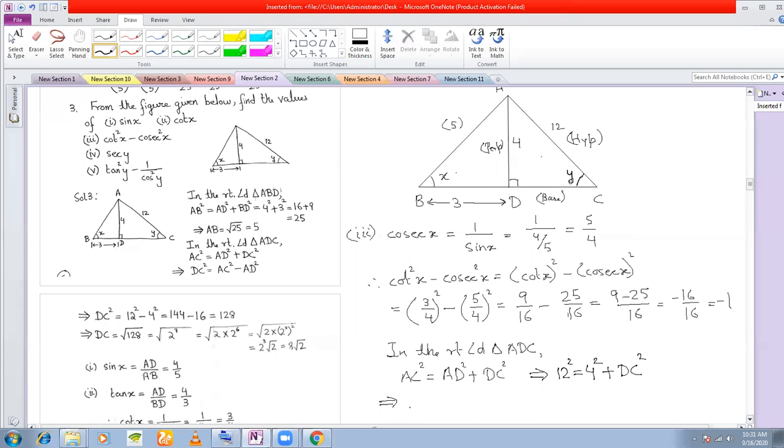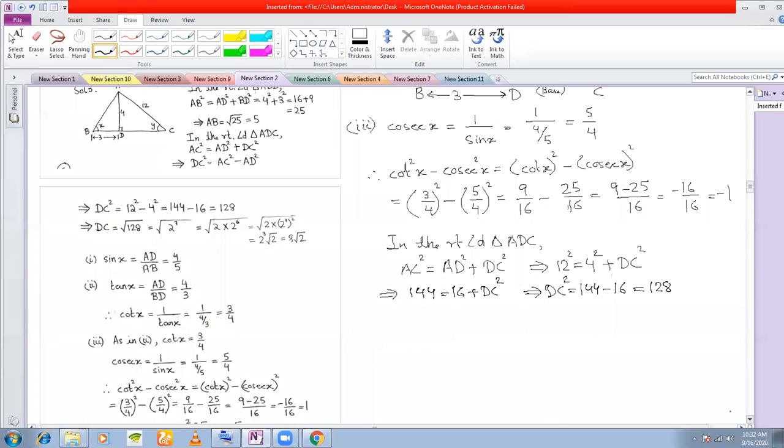So DC square comes to be, or maybe I can write it as 144 first. 12 square is 144, which is equal to 16 plus DC square. That means DC square is 144 minus 16. So I think this should come to 128, right? Yes, 128. So how much is DC? Therefore DC here is square root of 128.